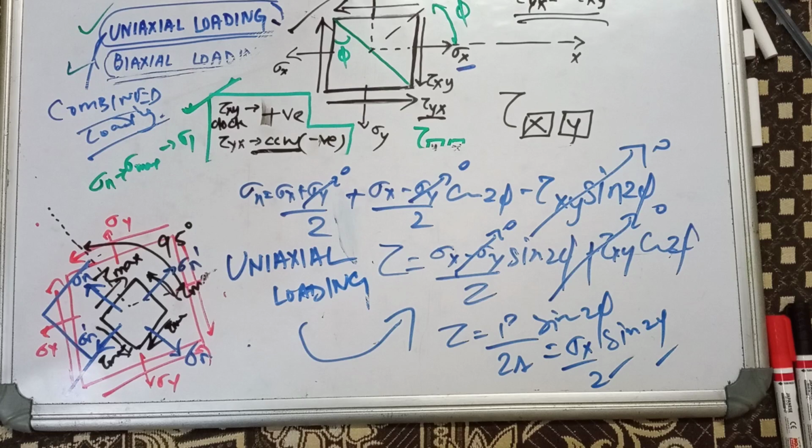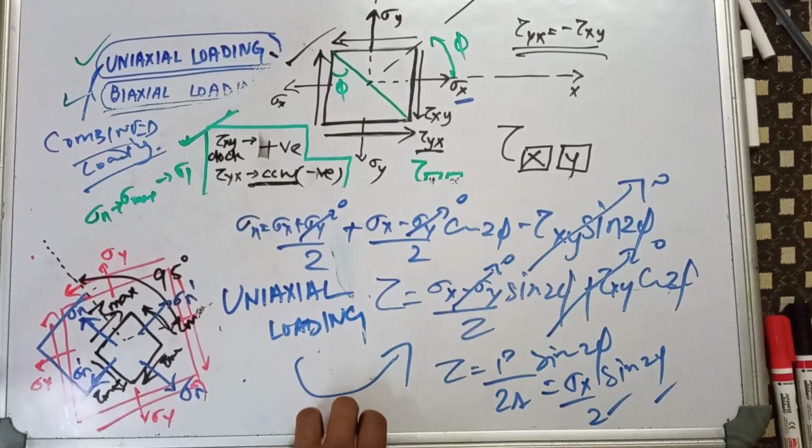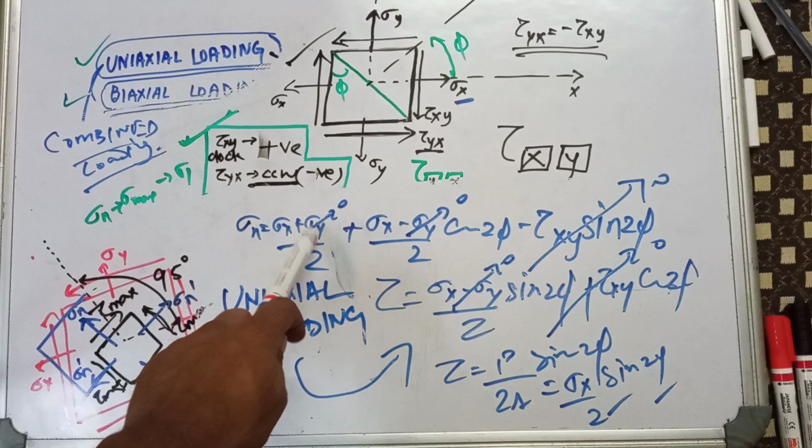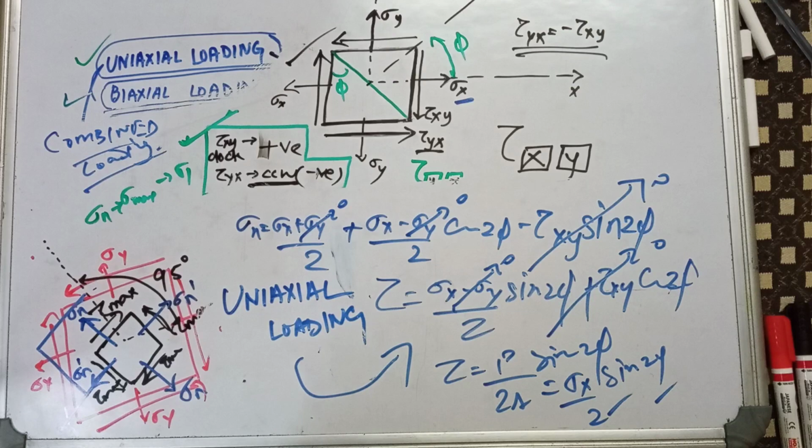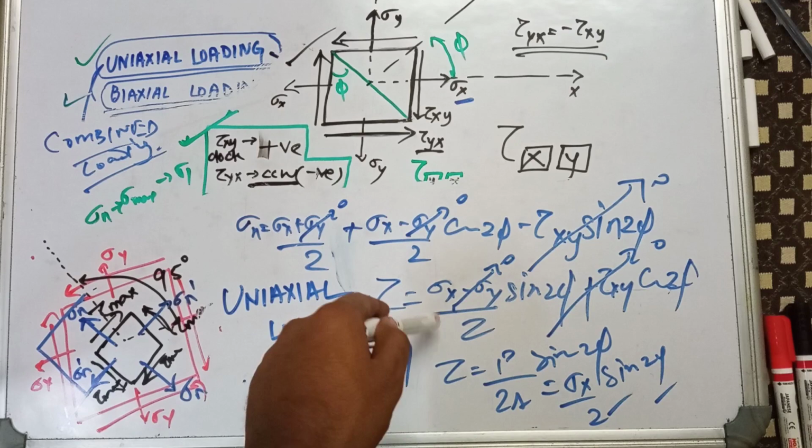One thing I have not told you. I have shown you how to find the plane where the normal stress and the shear stress will be maximum, but I have not told you what will be the value of those maximum normal stress and shear stress. One thing you can do is find out the value of phi and put it in this expression, then you will get sigma normal maximum. Similarly, you can find out the value of phi from here and you will get the plane where the shear stress is maximum.